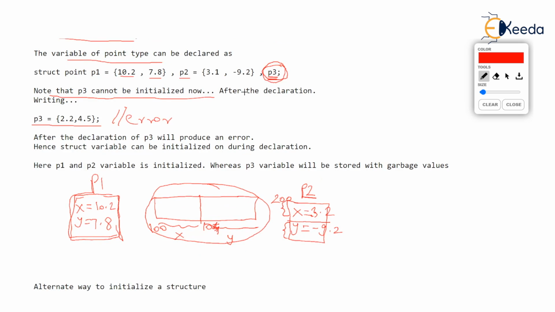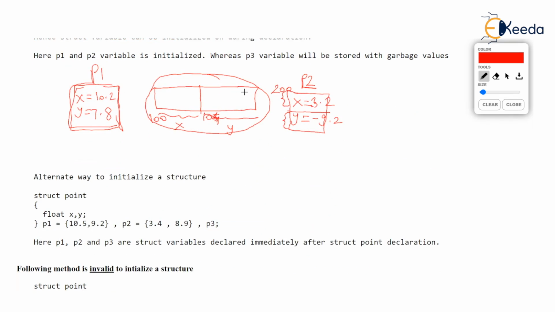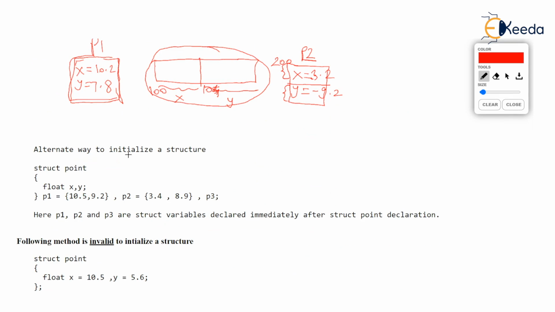There is an alternate way of initializing a structure, not an alternate way actually. Just check this declaration. You have come from the earlier videos. We are still declaring a struct point which has two members, x and y of type float. And while we end the structure declaration here, we usually give a semicolon, isn't it, at this point? But we have instantly declared a variable. So how do you read this? P1 is a variable of point type.